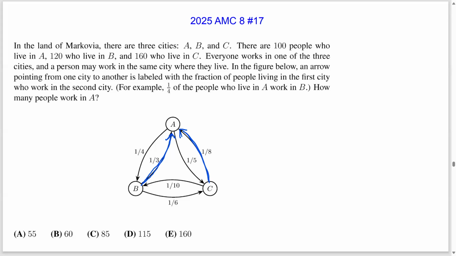So let's first look at city B. We know that there are 120 people that live in B, and 1/3 of those people work in A. So this means that there are 120 times 1/3, or 40 people who live in B and work in A.